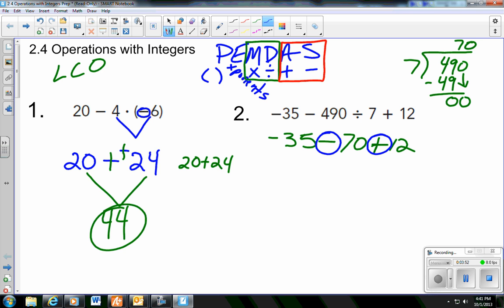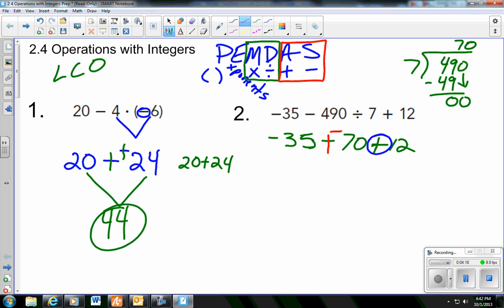So again, even though in PEMDAS it says A before the S, you do not do adding and then subtracting. They are equals. You do whichever comes first, left to right. And in fact, we are going to change that subtraction into an addition sign by using our rule of leave, change, opposite. So we're going to leave -35 alone, change subtraction to addition, and make 70 -70.